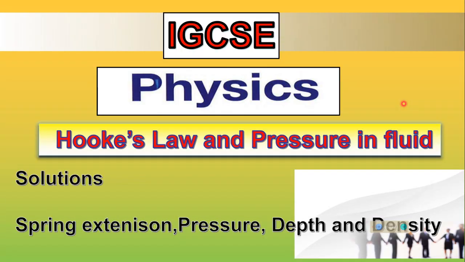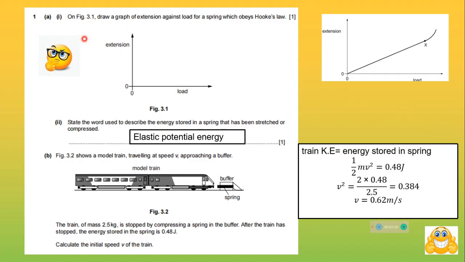Hello students, in this video we will solve some problems based on the topic Hooke's law and pressure in fluid. Draw a graph of extension against load for a spring which obeys Hooke's law. So this is a graph between extension and load, and X is the limit of proportionality. Up to X the graph will be a straight line if it follows Hooke's law.